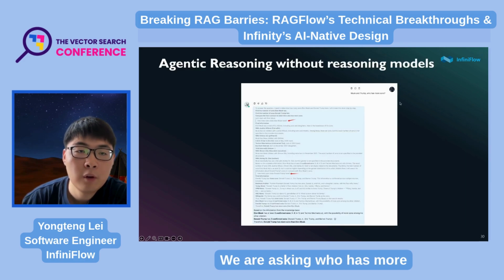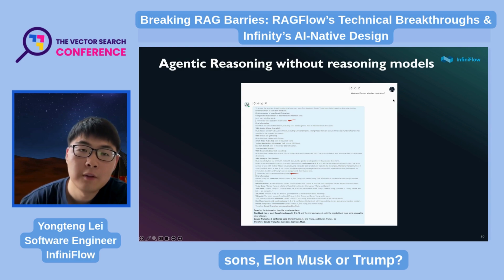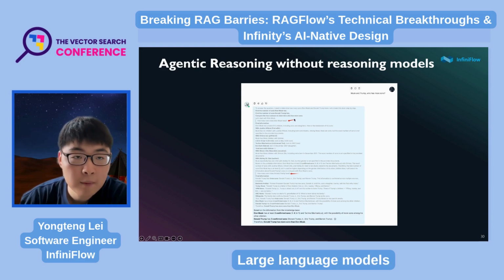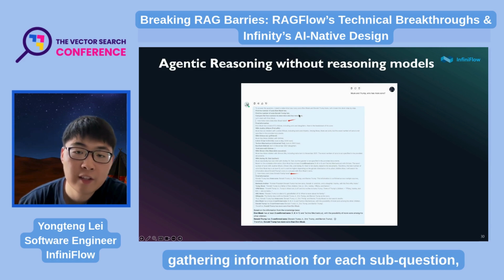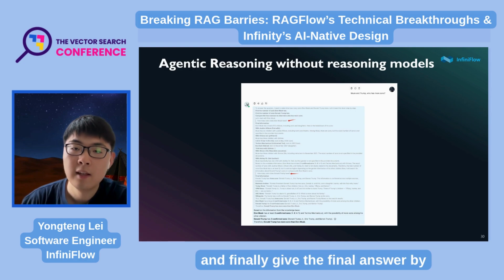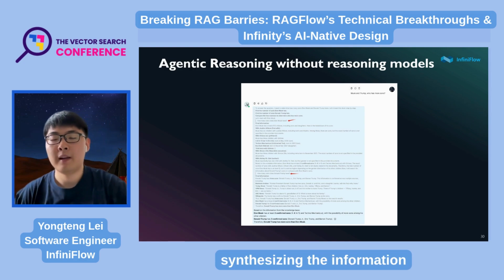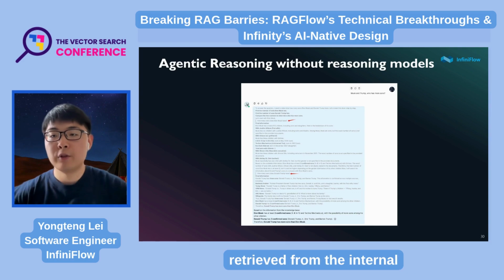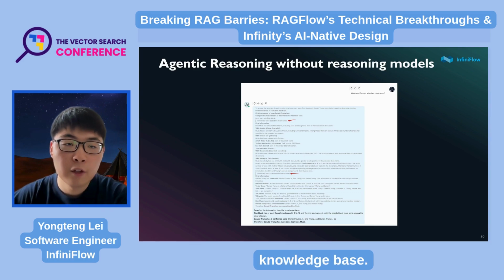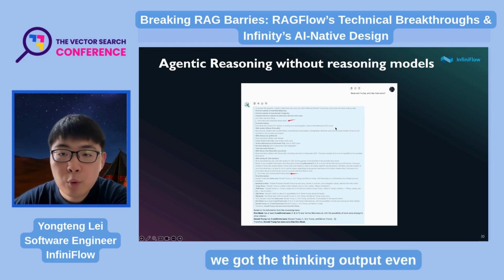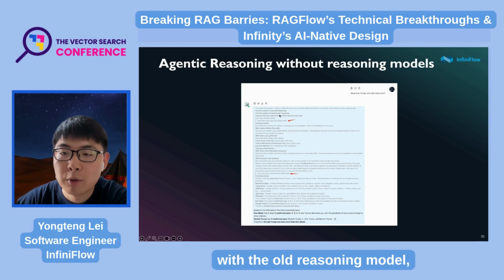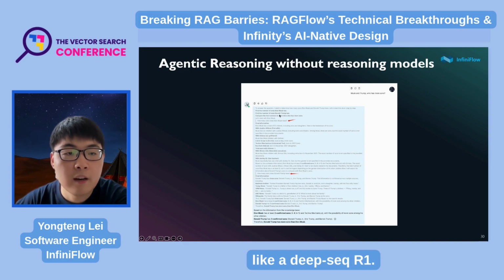Here is an example. We are asking who has more sons, Elon Musk or Trump. The large language model starts to generate the chain of thought and gathers information for each sub-question, and finally gives the final answer by synthesizing the information retrieved from the internal knowledge base. By the way, in this example, we got the thinking output even without a reasoning model like DeepSeek R1.